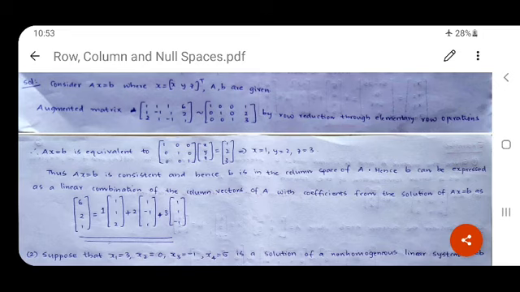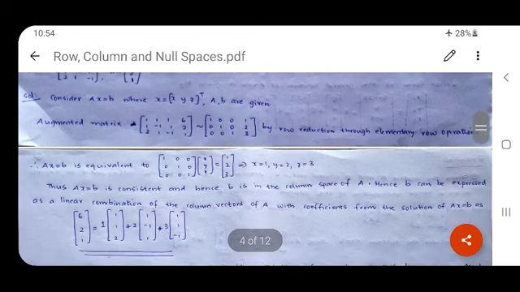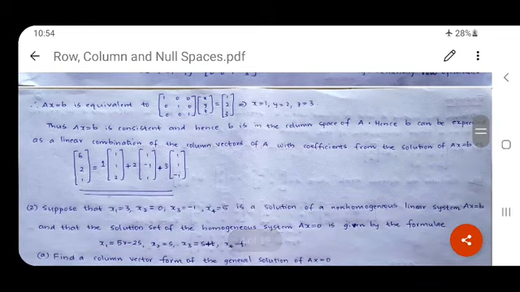Or in this particular example, just by inspection we can get 6 2 1 equal to 1 into 1 1 2 plus 2 into 1 minus 1 1 plus 3 into 1 1 minus 1. So always we can write the coefficients as the solution itself. So x equal to 1 is the coefficient of the first column vector, y equal to 2 is the coefficient of the second column vector, and z is the coefficient of the third column vector.